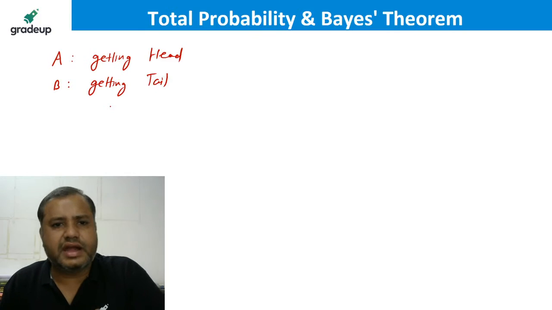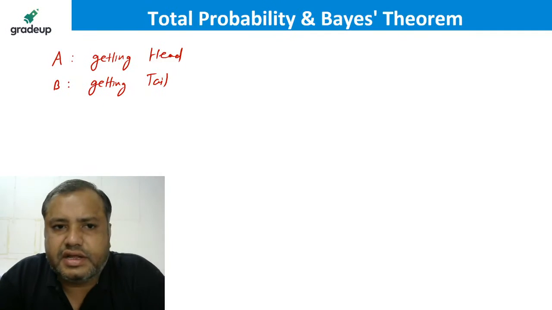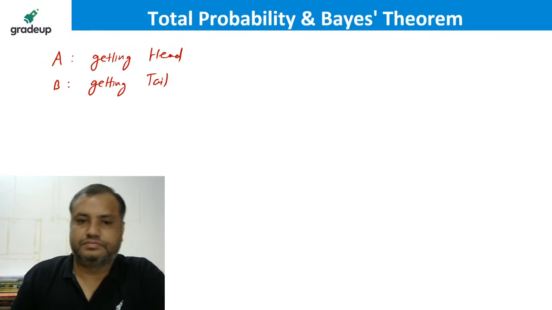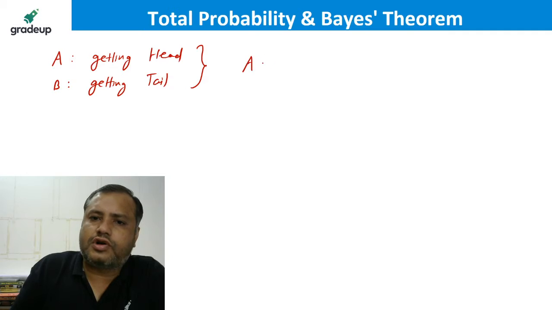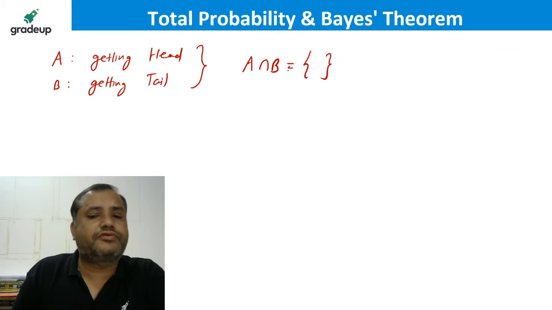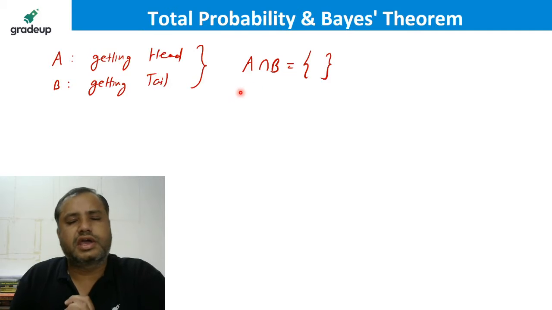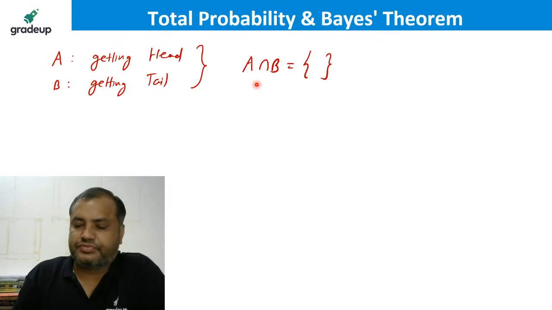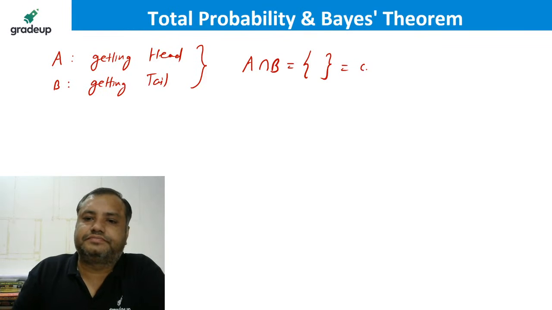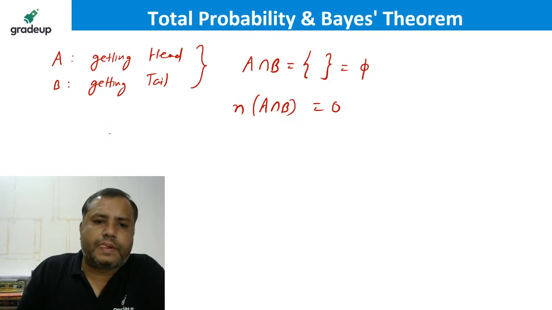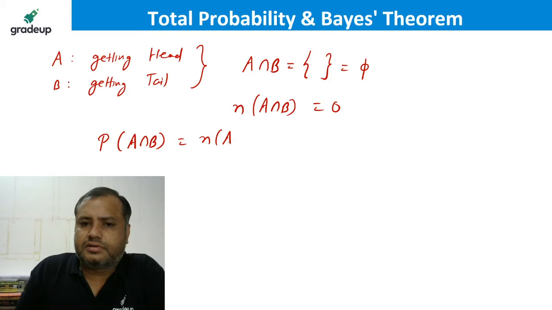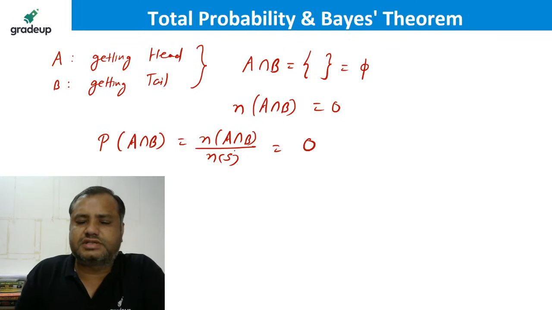Now, can head and tail occur simultaneously? Can you get head and tail occurring simultaneously? No. It means I want to find out the ways in which A and B occur simultaneously. So I will not find any way in which head and tail can occur simultaneously on the coin toss. So A intersection B will be an empty set. So how many elements are there in this set? 0. So when you calculate the joint probability of A and B, numerator will be 0 and hence the probability will be 0.